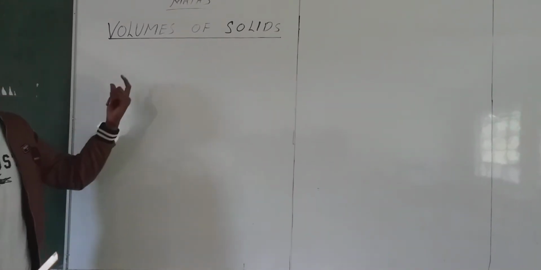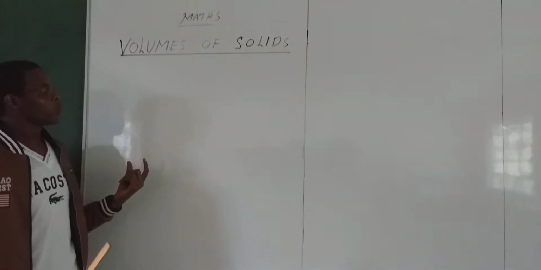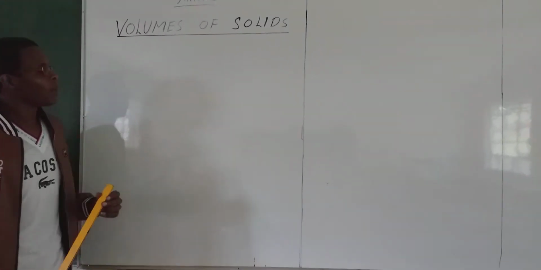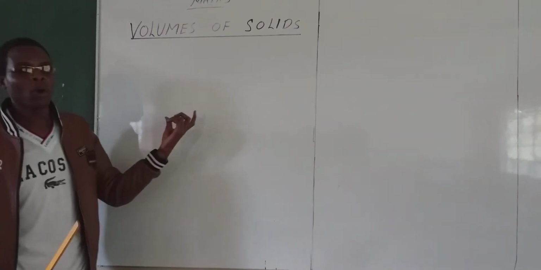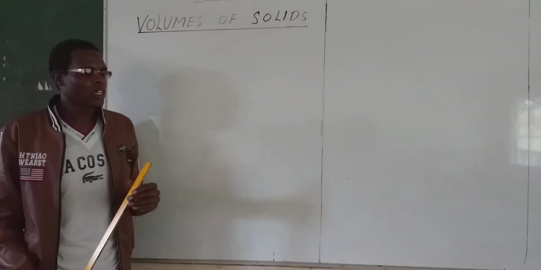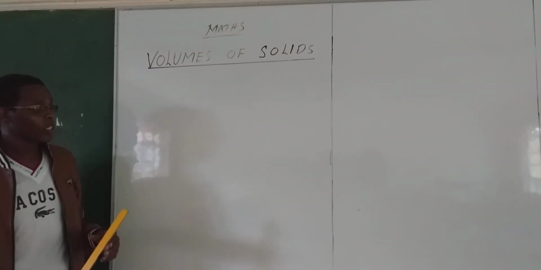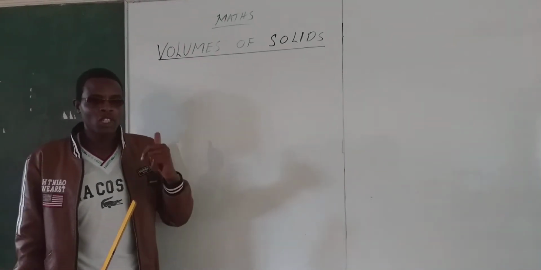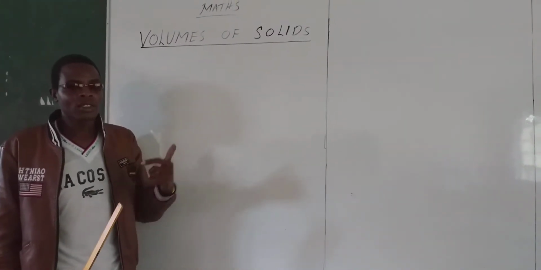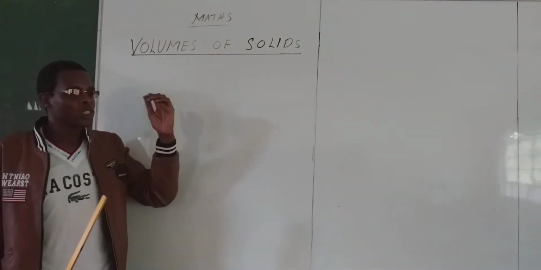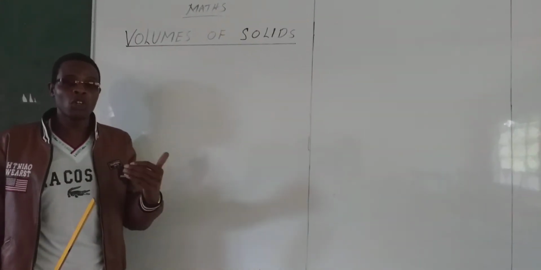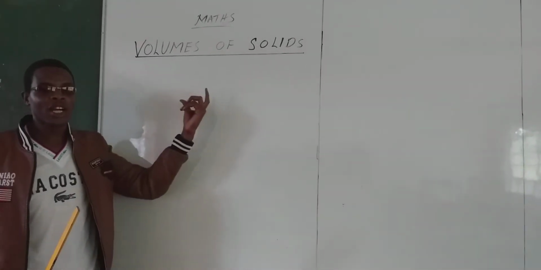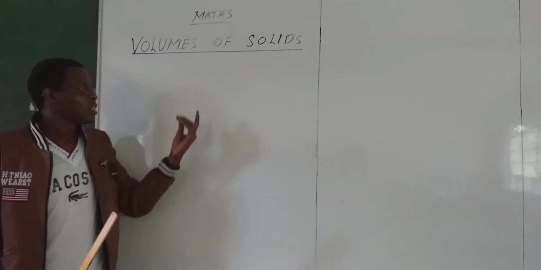Today we are going to look at how we can come up with various volumes of solids. Remember what we covered in the previous lesson when we talked about three-dimensional geometry. Three-dimensional figures are figures whose measurement, surface area, and volume can be determined. That implies that all of these figures we are going to look at.